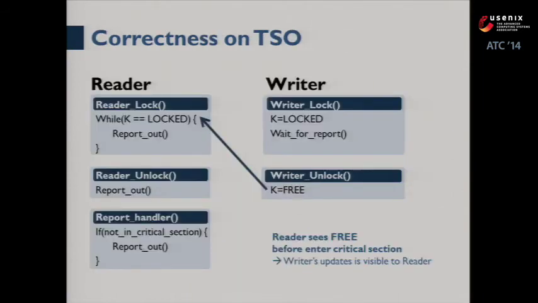So in the previous example, when the reader sees that the writer is unlocked, it sees the free state that the writer has just written. According to the TSO consistency model, it is guaranteed that the reader could see all the writer's modifications to memory before that assignment to K.